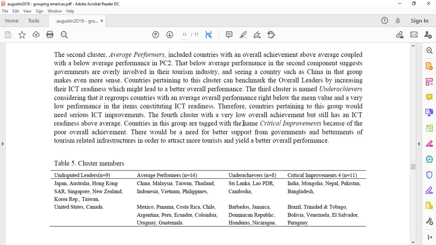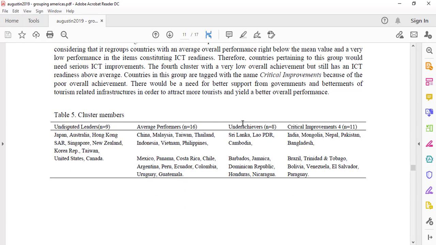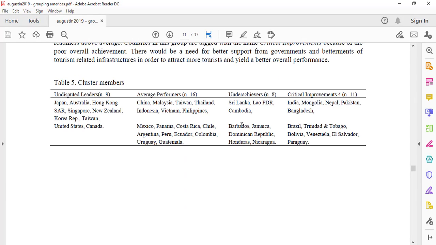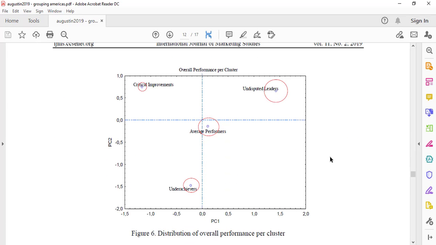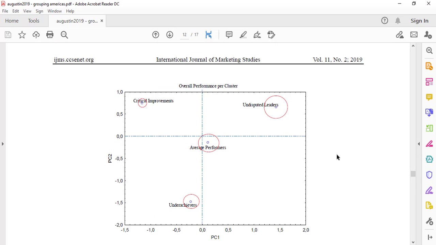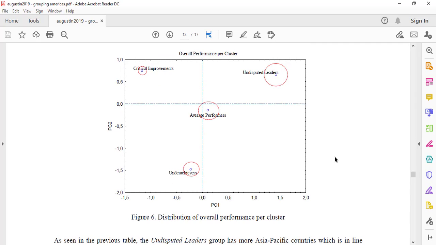Now, we put the name of all the countries that belong in the clusters and we presented an overall cluster center, okay? Cluster center. And the circle, large or small, based on how many members in there, okay? So, you can see a representation in a two-dimension space shows you where the average performers fall.